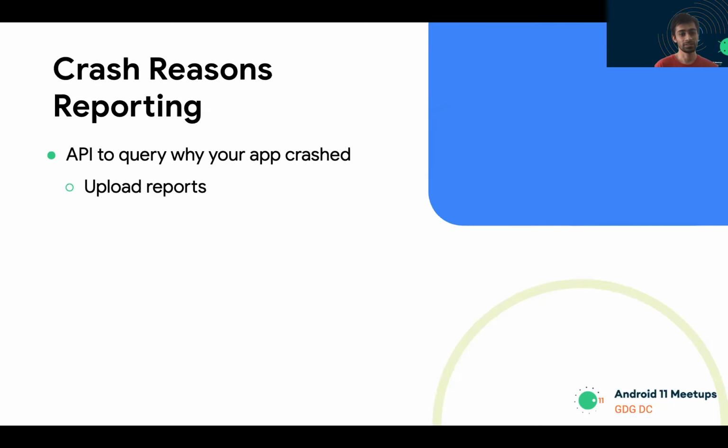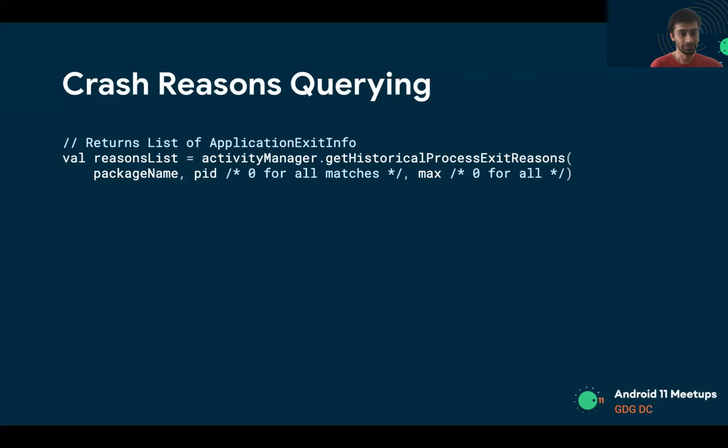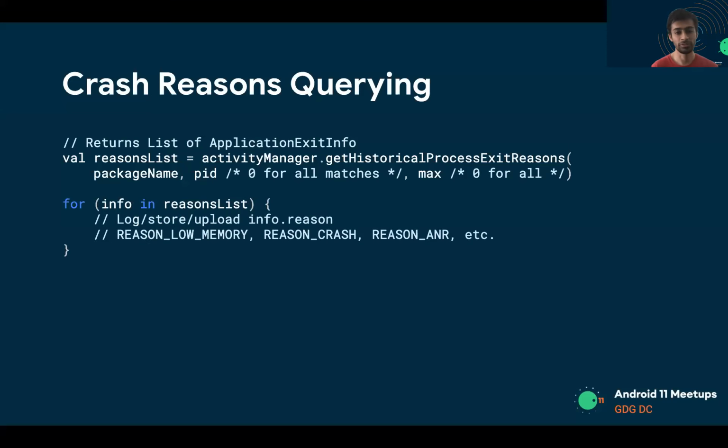So with the new crash reporting API, you can upload reports so you can investigate it better and query it as part of your development cycle as you ship stuff. If you go to the next slide, we're going to see a quick example of how to use it.